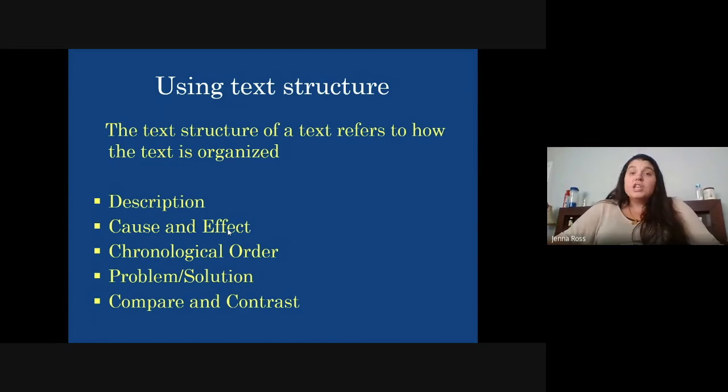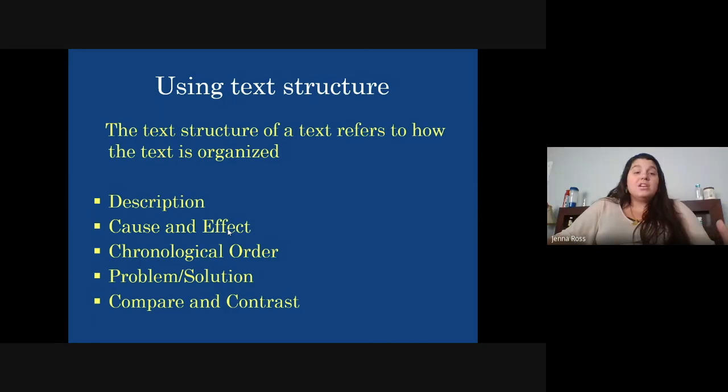Problem solution. So it might present a problem and say, oh, there's a really big issue with the butterflies because they need this certain type of plants and people are cutting them down. That's the problem. And then it might present you a solution, which is we need to protect those plants and those animals to make sure that they don't die out.